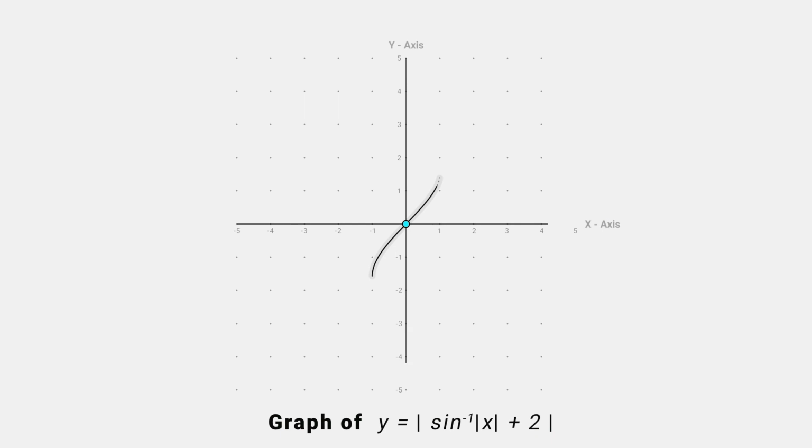We know that the graph of sin⁻¹x is this. For the graph of sin⁻¹|x|, we have to neglect the curve for x less than 0 and take the image for x greater than or equal to 0 about the y-axis. Now when we add 2, the graph of sin⁻¹|x| shifts 2 units upward. sin⁻¹|x| + 2 is always greater than 0, so the graph of this function is this.